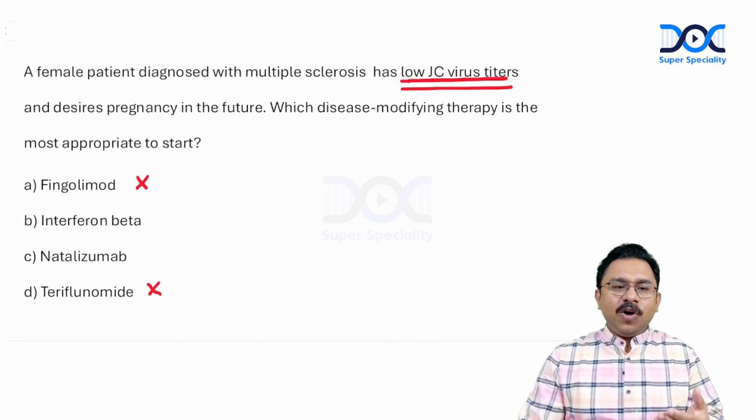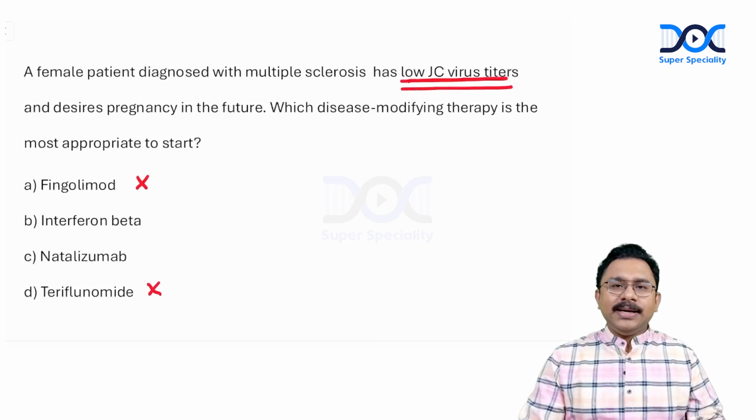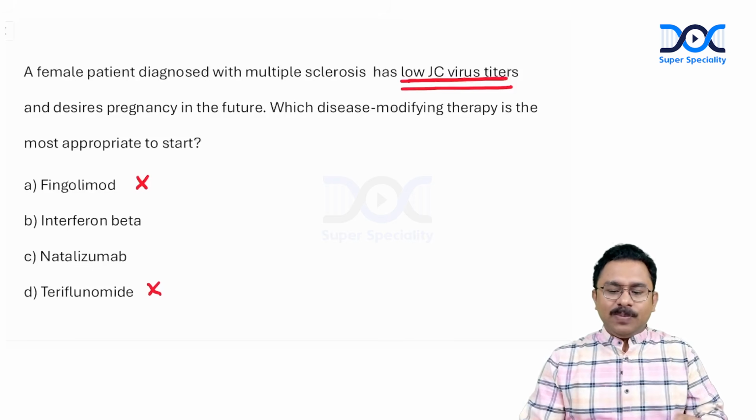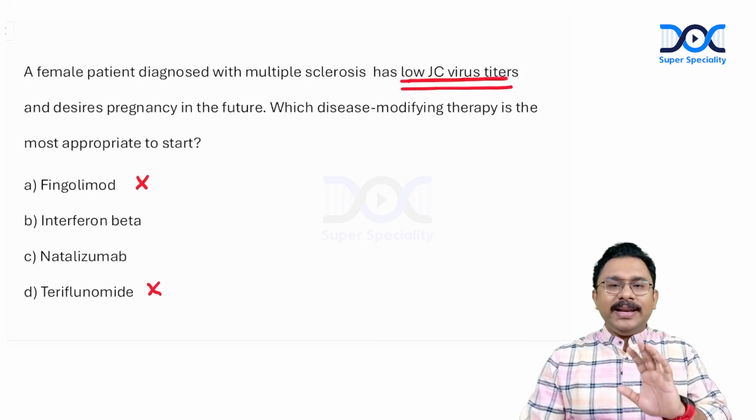Coming to interferon beta and natalizumab. If the question had mentioned high JC virus titers, then since there is a high risk of developing progressive multifocal leukoencephalopathy, I would not have considered natalizumab. But here, there is a specific mention that it is low JC virus titer, which means the chance of developing PML is relatively less.